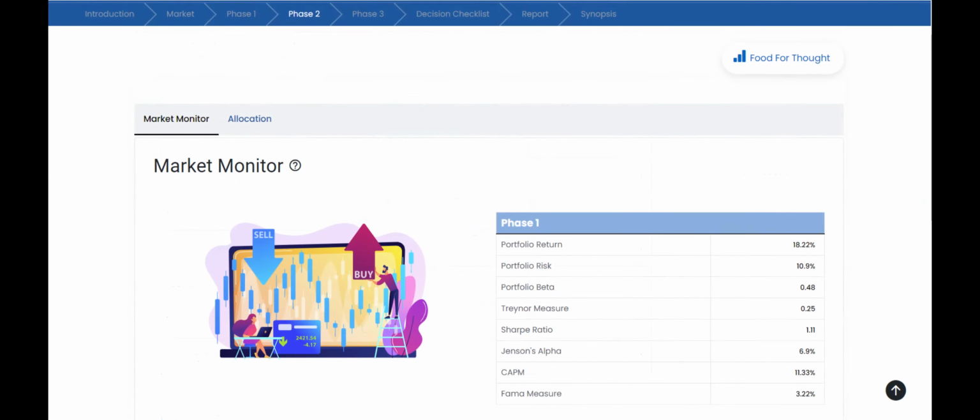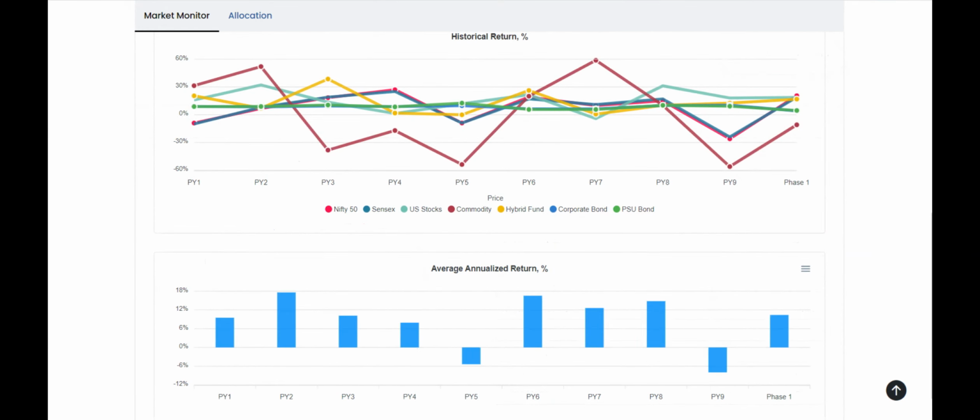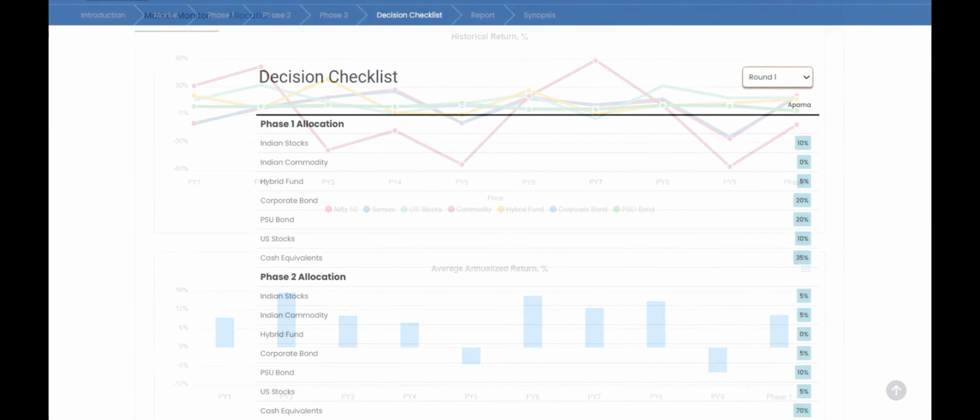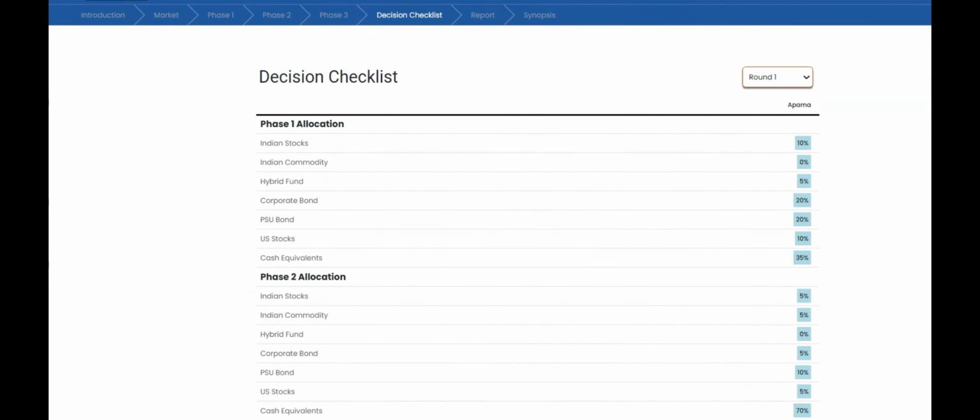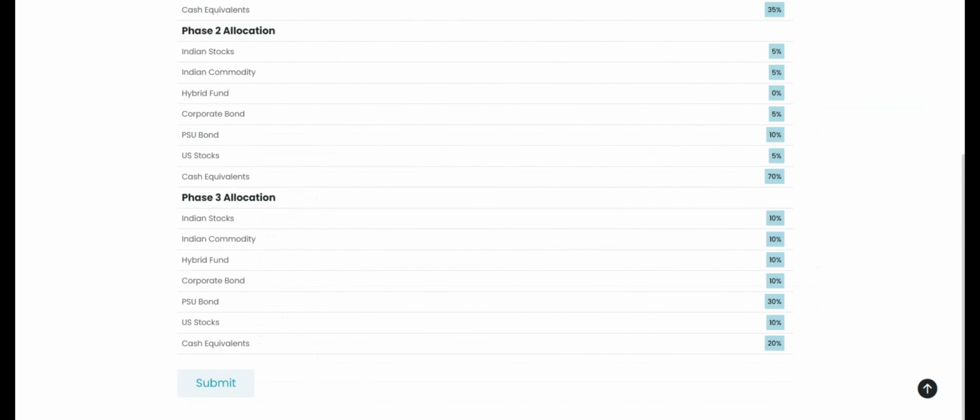In the next phase, you are provided with the risk-free rate, market return, and available capital based on your previous phase investment performance. You are also provided with a new market scenario that will now affect your investment decisions. You will follow similar steps in Phase 2 and 3 as you did in Phase 1 with your investment allocation decision. In the decision checklist, you will see the allocation decisions you have made for all the 3 phases. Remember, in this simulation, you cannot change an allocation decision once submitted.